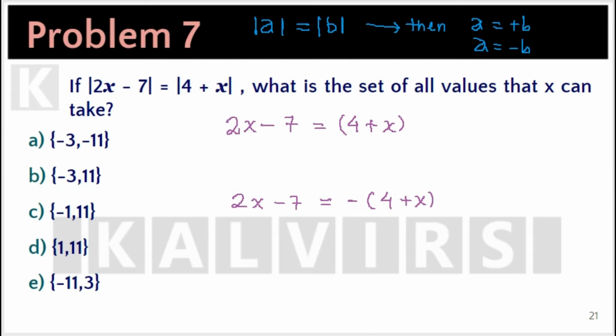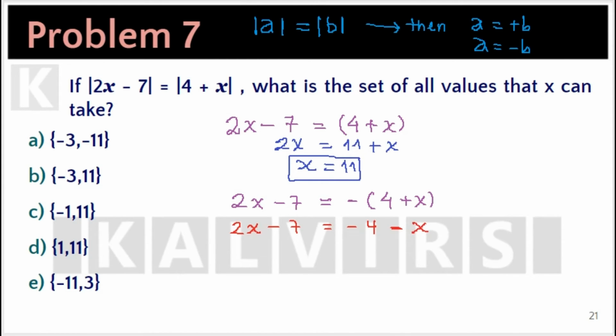Finally, solve for the values of x. 2 times x equals 11 plus x, x equals 11. And 2 times x minus 7 equals negative 4 minus x. 3 times x equals 3. Finally, x equals 1. Choice D is correct.